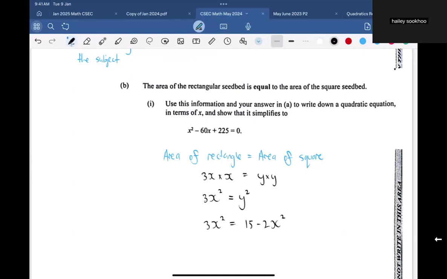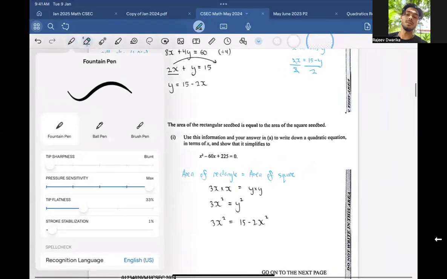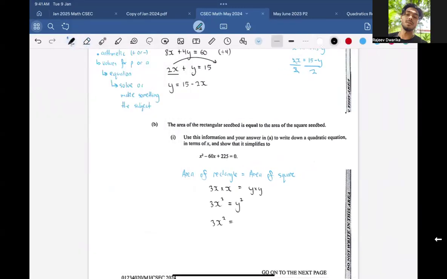Let me ask that question, right? Healy, is y one answer or is it expressed using two terms? Expressed using two terms. So if y is 15 minus 2x, I have to put that in brackets, right? Because that whole thing represents y.